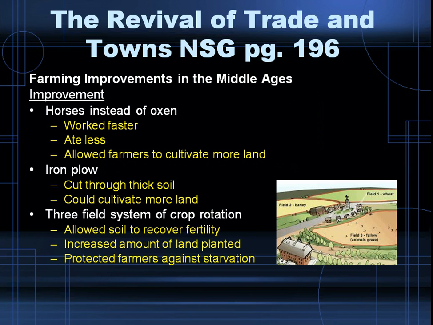And if you look in your textbook on page 443, you can see a three-field system and how that would work. They leave certain ones fallow, and they would use different kinds of plants to reintroduce nutrients to the soil as well.